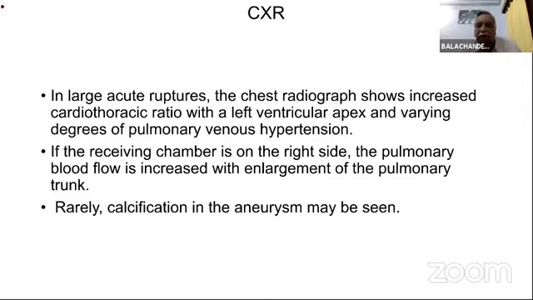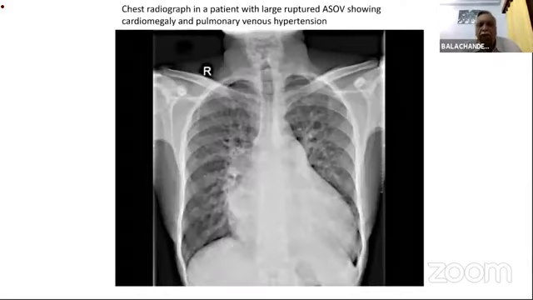But if the receiving chamber is on the right side, the pulmonary blood flow is increased with engorgement of the pulmonary trunk, and sometimes you can see calcification. Next slide. The important thing to remember in RSOV is that the ascending aorta is not prominent. There's pulmonary venous hypertension, the ascending aorta doesn't become prominent, as opposed to AR, where you'll get a prominent ascending aorta.